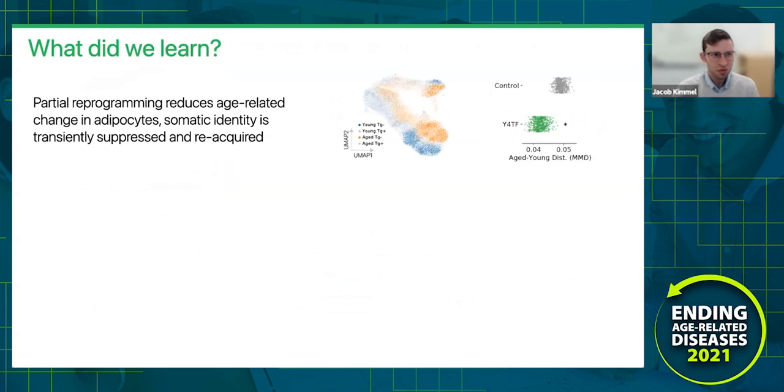So with that, I want to take a step back and just summarize what I think we've learned here. There are still far more questions than there are answers, but I do think we can take away a few pieces of biology from our analyses. So the first is that we do indeed see that partial reprogramming restores youthful gene expression, but that somatic cell identity is transiently suppressed, and this potentially poses a neoplastic risk that we should consider going forward.